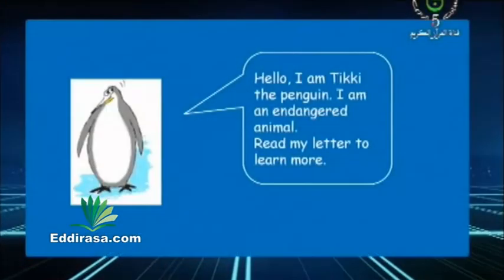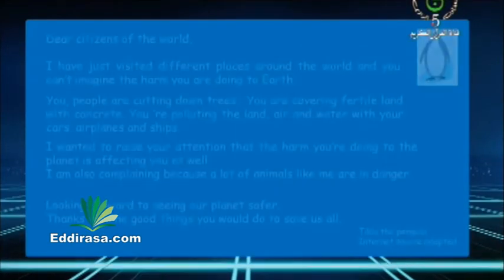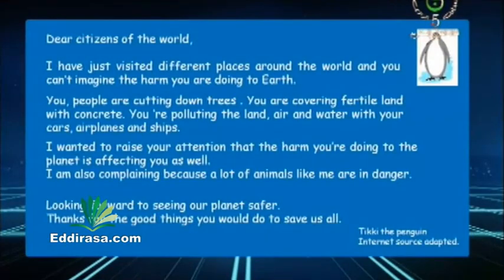Let's read the following letter to find out about the letter of complaint. How do we write it and what is its layout? Let's read together.